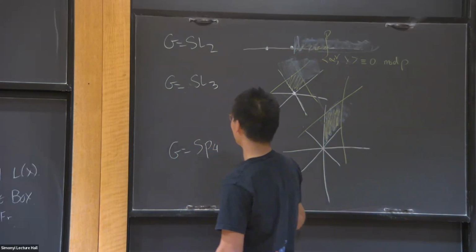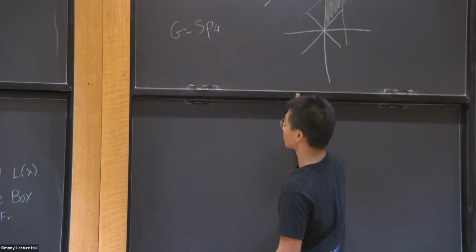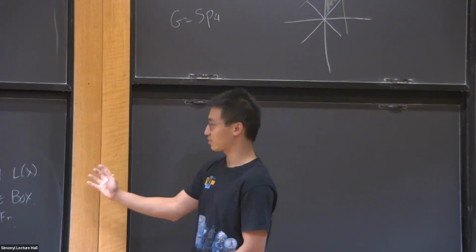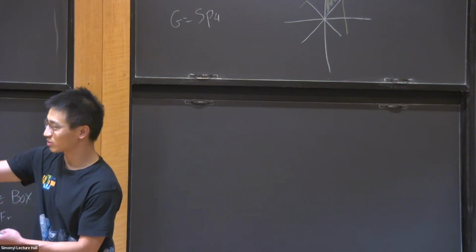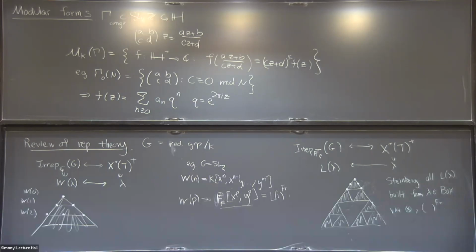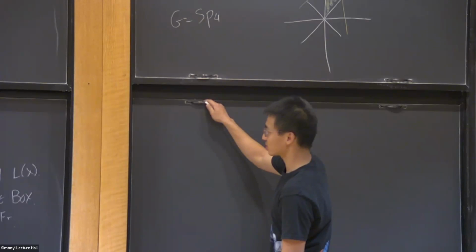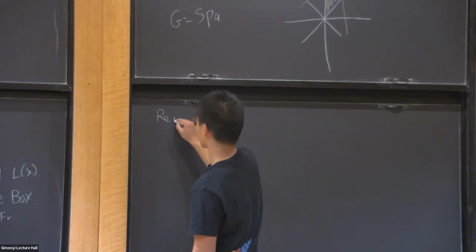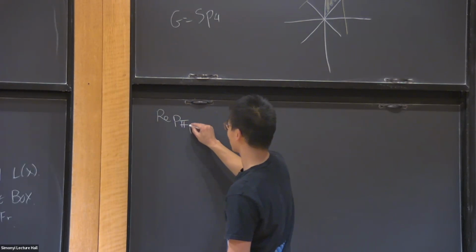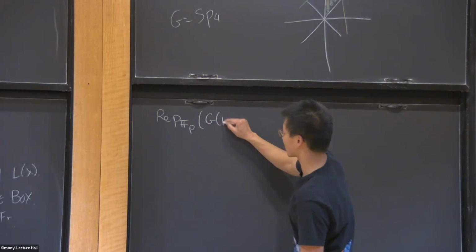Now, let's get back to the type of representation theory which looks more relevant to the questions about modular forms and congruences. Namely, the representations of not G, but of something like G of FP.